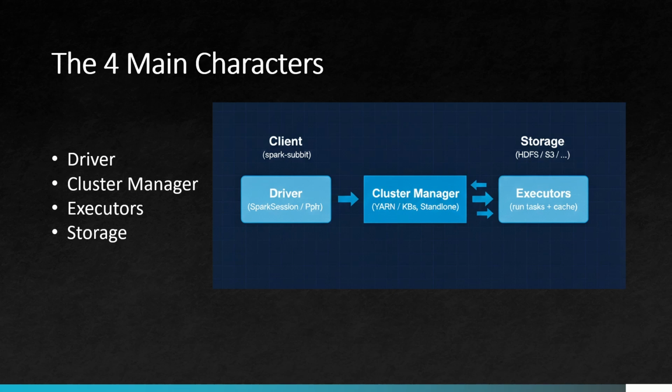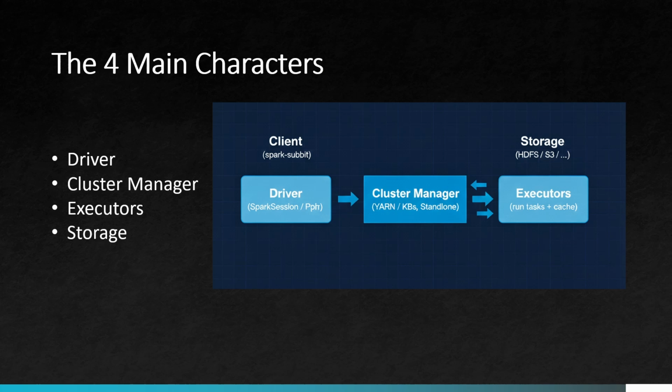Character 1 is the driver. The driver is the brain of your Spark application. The driver does things like starts your Spark session, turns your code into an execution plan, splits work into smaller units, sends tasks to executors. If the driver dies, your application usually dies.